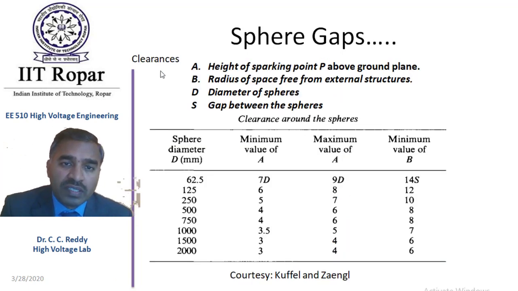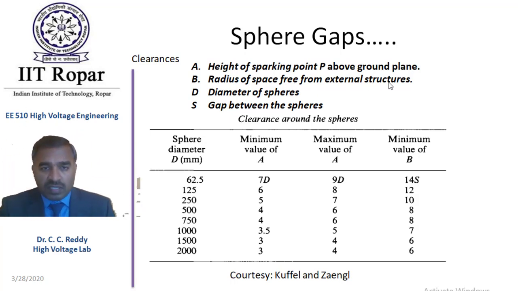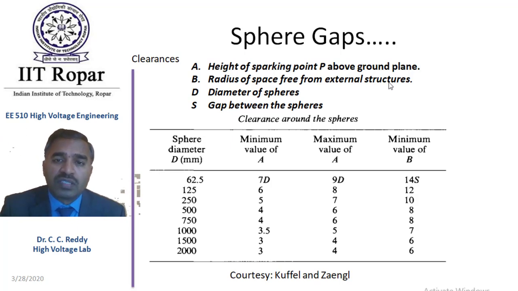Now clearances. The standards do mention the clearances. A is the height of the sparking point P above the ground plane, which you have seen just now. B is the radius of space free from external structures, that is, the imaginary spherical surface within which external structures should not be there. D is the diameter of the spheres. S is the gap between the spheres.